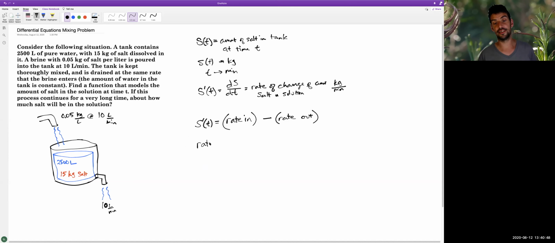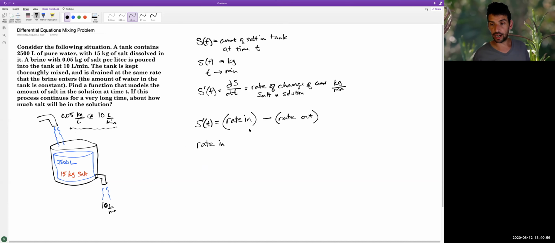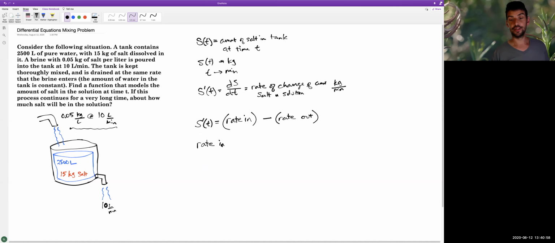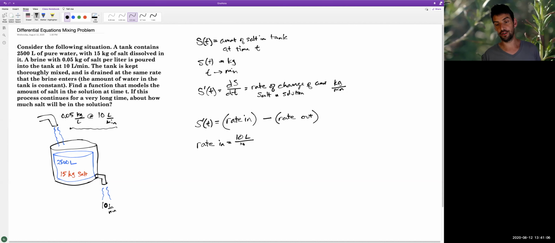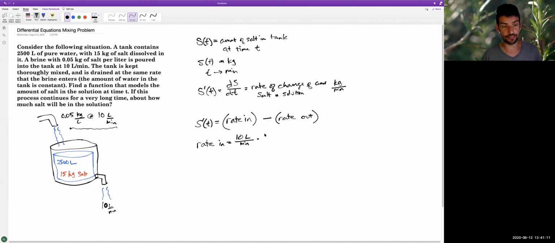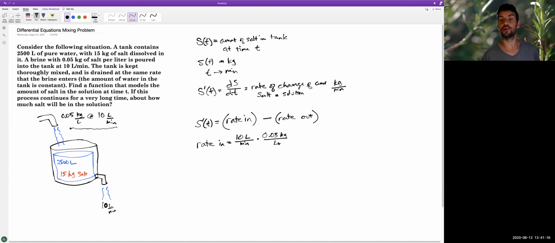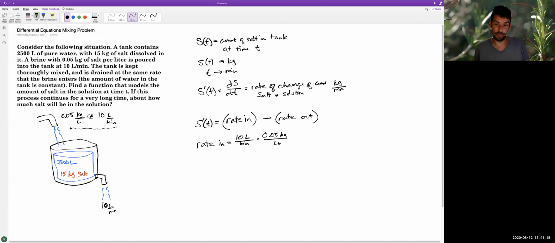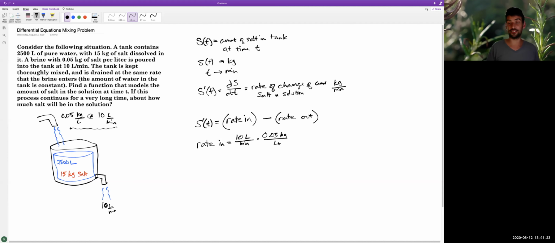Let's talk about rate in. Well, the rate in is this top spigot. We want our rates, remember, in kilograms per minute. What I know is that I'm sending in 10 liters of brine every minute. And that brine, each liter of it has 0.5 kilograms per liter. So each liter has a little bit of salt in it, and we get 10 liters every minute.